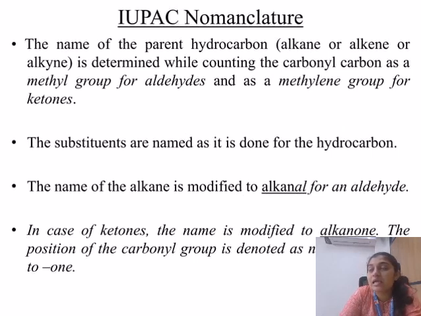The name of the alkane is modified to alkanal when we are talking about the aldehyde. When we have to represent the aldehyde functional group and its parent structure with the alkane chain, at that time we have to use "al" as the suffix. So we can say alkanal, which means alkane plus al. So "al" represents the aldehyde group, as we can see here.